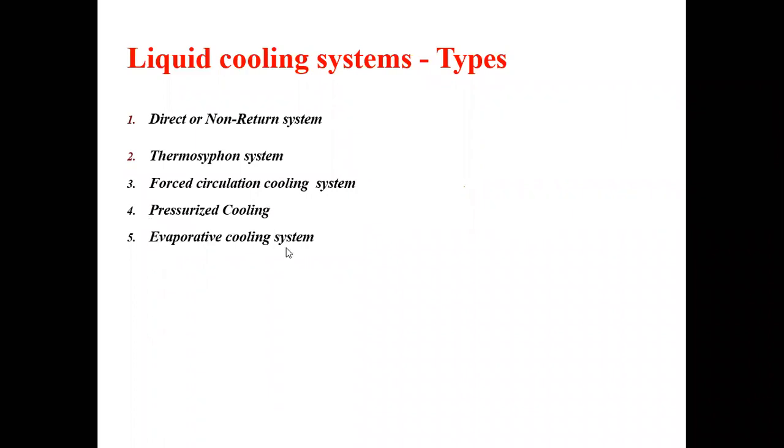Now next is the evaporative cooling system. In this system, we generally produce steam, and the steam is allowed to pass through the radiator, and then it is supplied back to the engine after cooling first in the radiator. So water will be supplied back to the engine for cooling. This is how the system works.